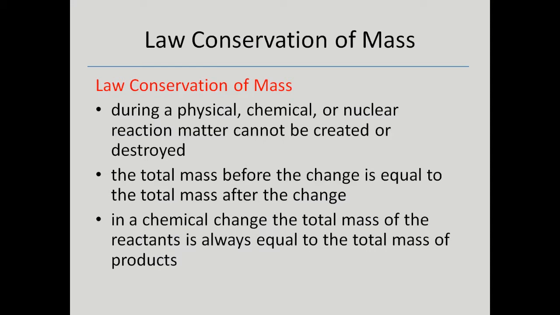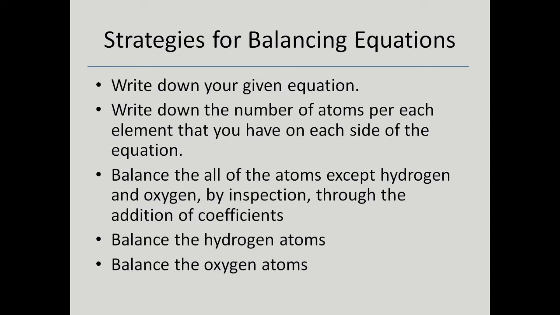Just a reminder of the law of conservation of mass or matter. During a chemical change, matter cannot be created or destroyed. We're just changing the arrangement of the atoms. Remember, when we're balancing, some of the quick steps: we write down our equation, and we write down how many of each atom type we have. We start off with any elements except hydrogen or oxygen, and then we come back and do hydrogen and oxygen at the end. So let's take a look at a couple of examples.